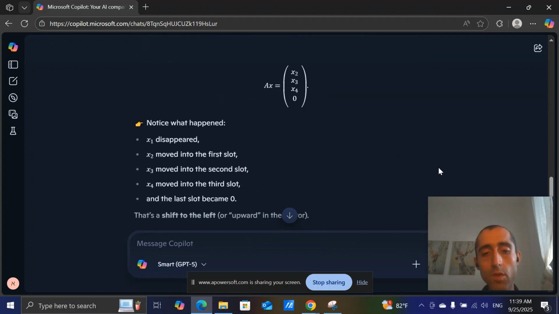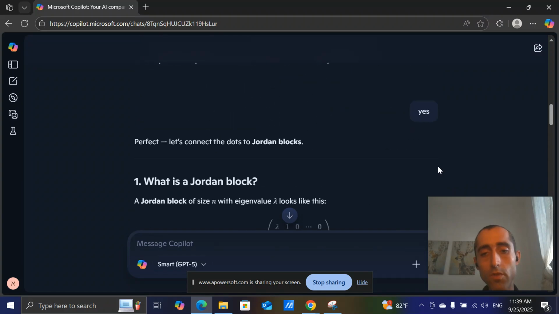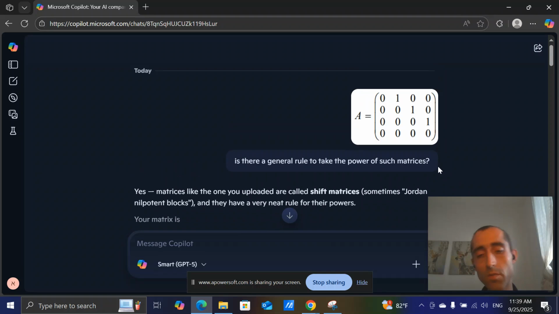And that's all I wanted to say about shift matrices in relation to nilpotency and nilpotent index.